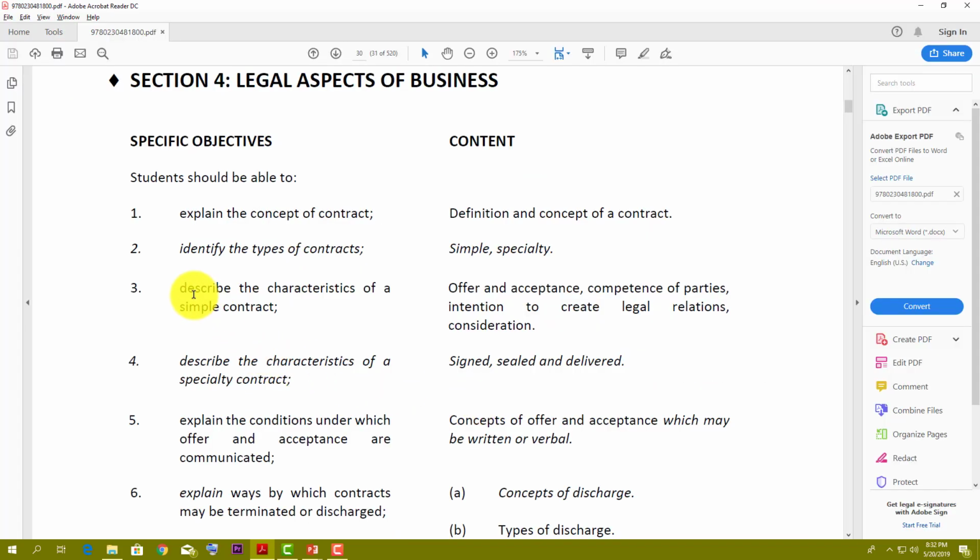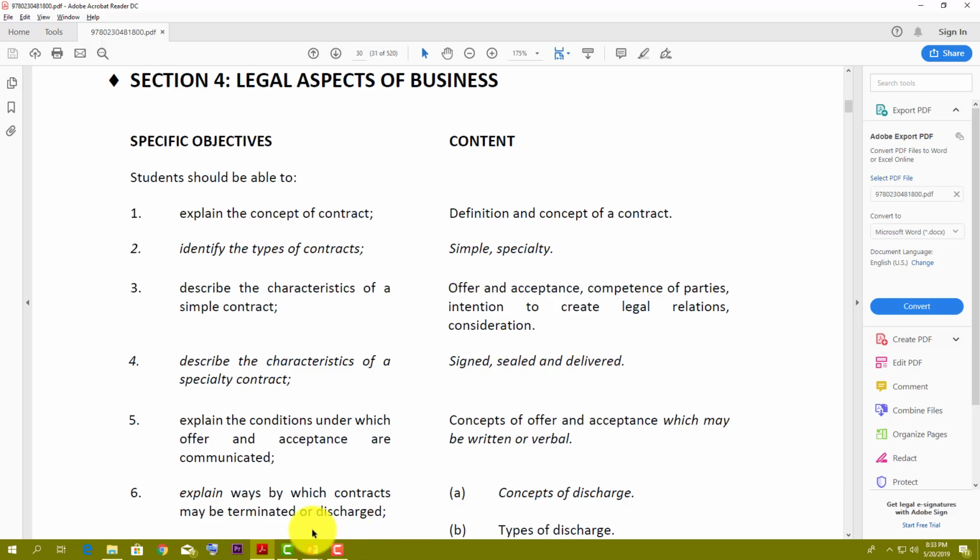All right, section 3. Describe the characteristics of a simple contract. The characteristics of a simple contract are offer and acceptance, competence of parties, intention to create legal relations, and consideration. Describe the characteristics of a specialty contract: signed, sealed, delivered. So it's all of this plus this. That's one of the key differences there again.